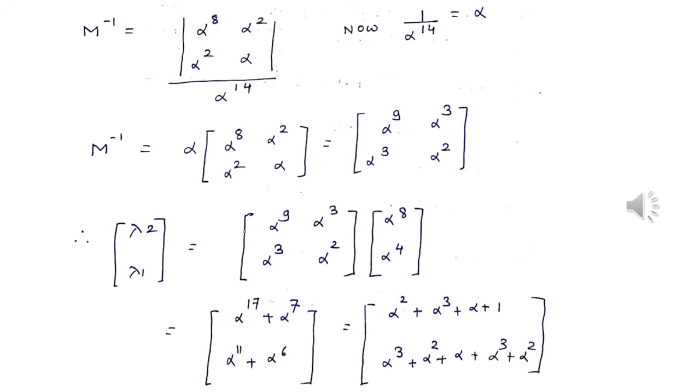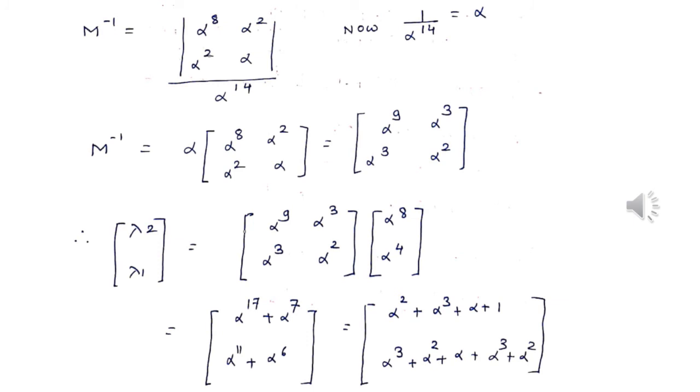So continuing our example, you got M inverse as alpha raised to 8, alpha square and alpha, upon alpha raised to 14. Now 1 upon alpha raised to 14 is alpha. How? Because 1 is alpha raised to 15. So effectively it is alpha raised to 15 upon alpha raised to 14, which is alpha. So dividing the numerator matrix by alpha raised to 14 is equivalent to multiplying that matrix by alpha. And if you do that, then M inverse is alpha raised to 9, alpha cube and alpha square.